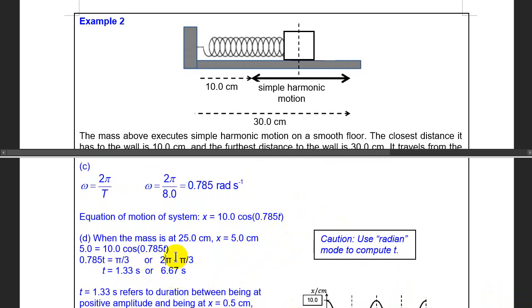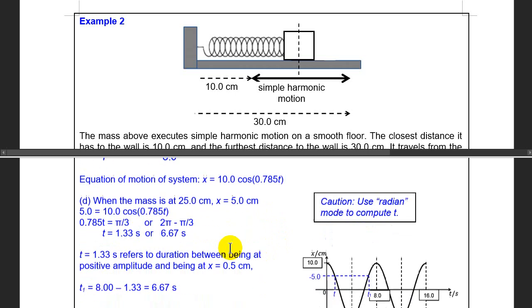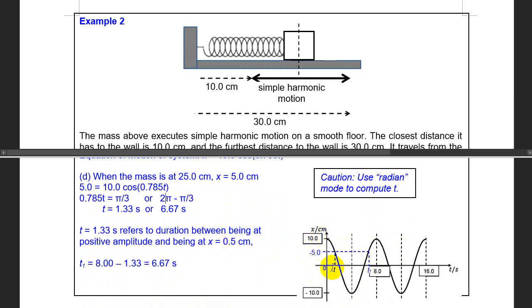Alternatively, if you don't know about this fourth quadrant answer, you can work out the normal answer first, and then you look at the graph. 1.33 is somewhere here. Then by symmetry, the second time is somewhere here. This is 1.33, and here to here is also 1.33. So what is this T1? It'll be 8 minus 1.33, so you also get 6.67 seconds. This is without using the first quadrant, fourth quadrant answer. So you can also do it this way. That's the answer for example 2.